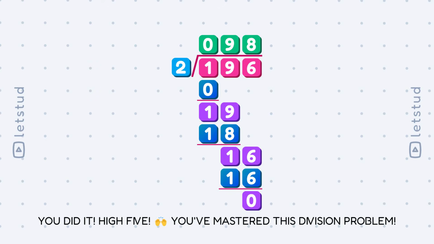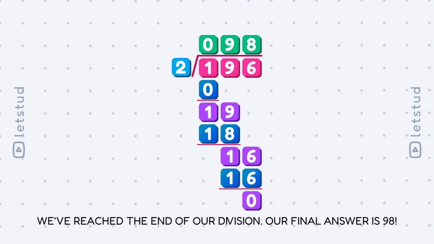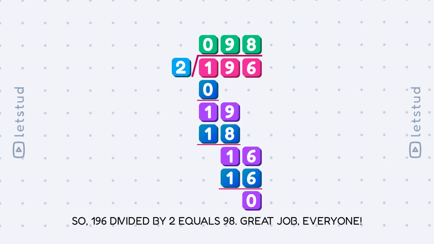You did it, high five. You've mastered this division problem. We've reached the end of our division. Our final answer is 98. So 196 divided by 2 equals 98.